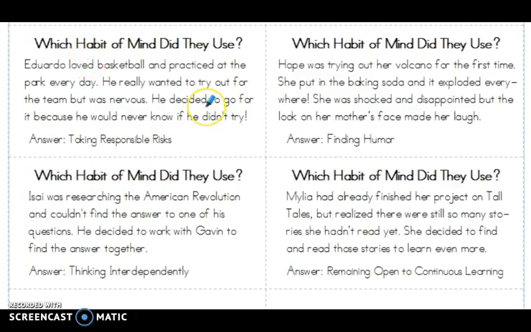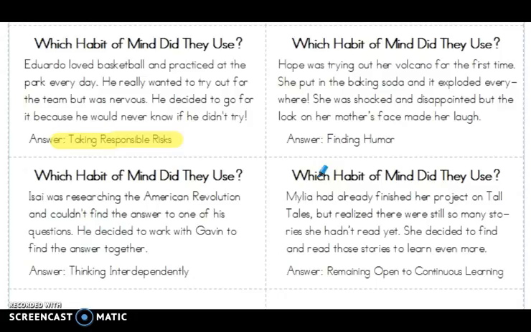These are 4 different scenarios that are on those cards. So for example, this one is Eduardo loved basketball and practiced at the park every day. He really wanted to try out for the team but was nervous. He decided to go for it because he would never know if he didn't try. So students would analyze Eduardo's situation and really think about which habit of mind did he use in this situation, and here it would be taking responsible risks.